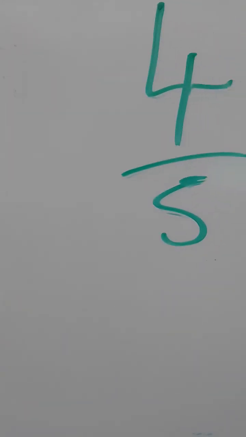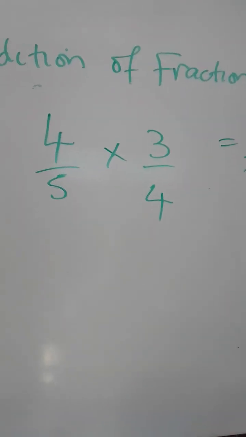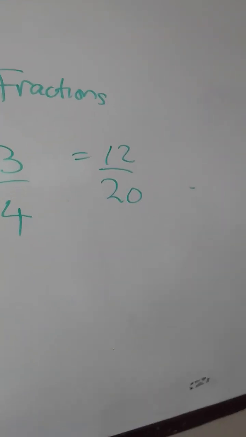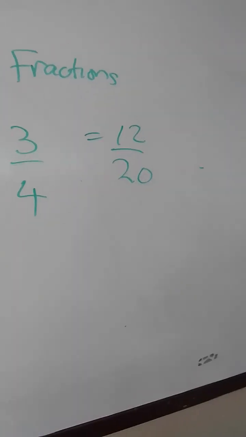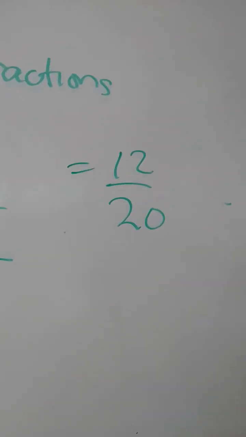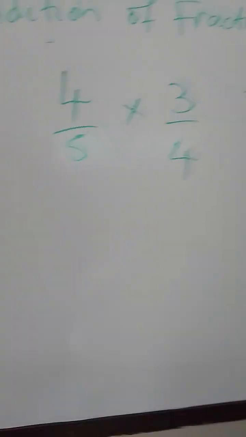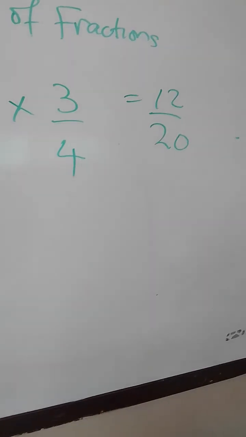4 times 3 is equal to 12, and 5 times 4 is 20. So now I have 12 over 20. But I'm not going to leave it as 12 over 20 because this can be what? Reduced. So I'm going to find a number that can go into 12 and 20 without a remainder. Which number can go into 12 and 20 without a remainder?